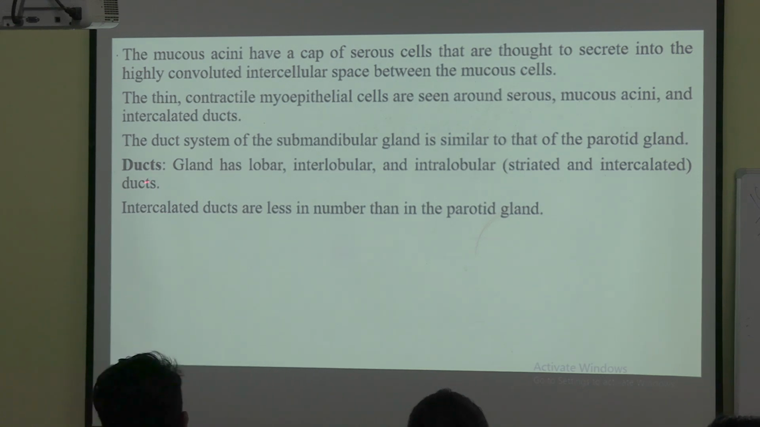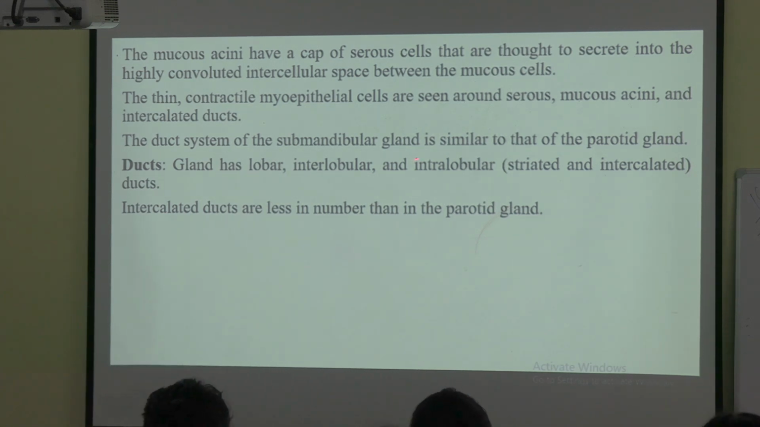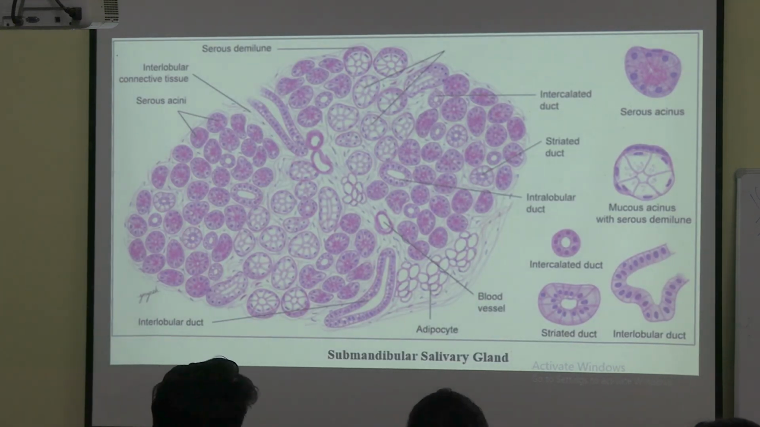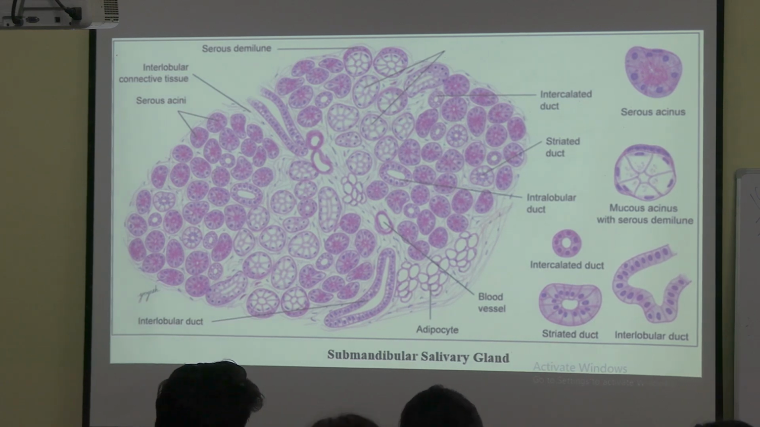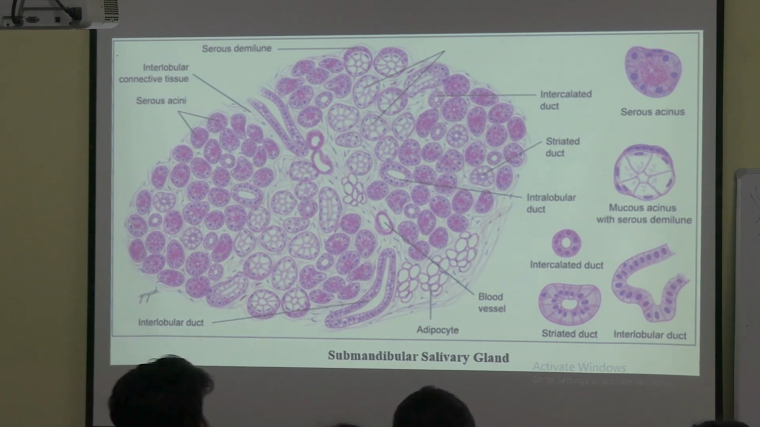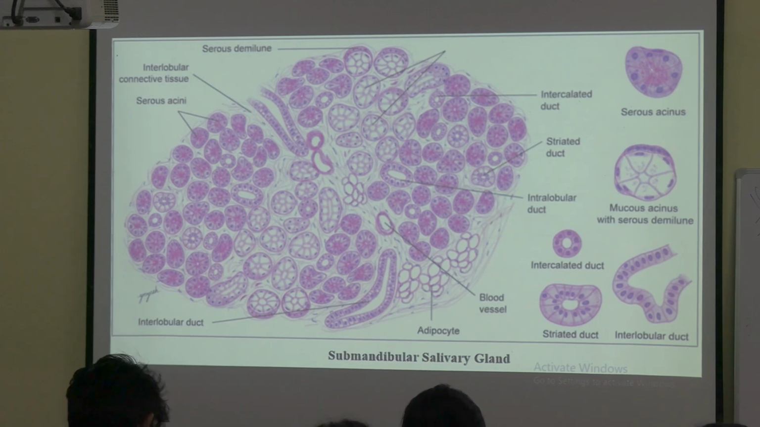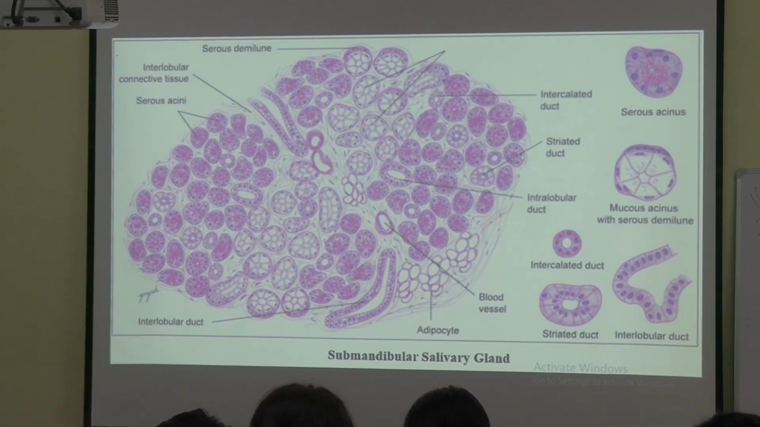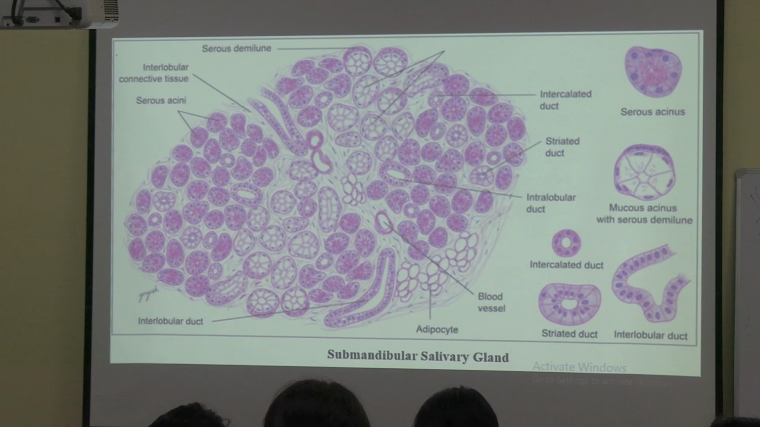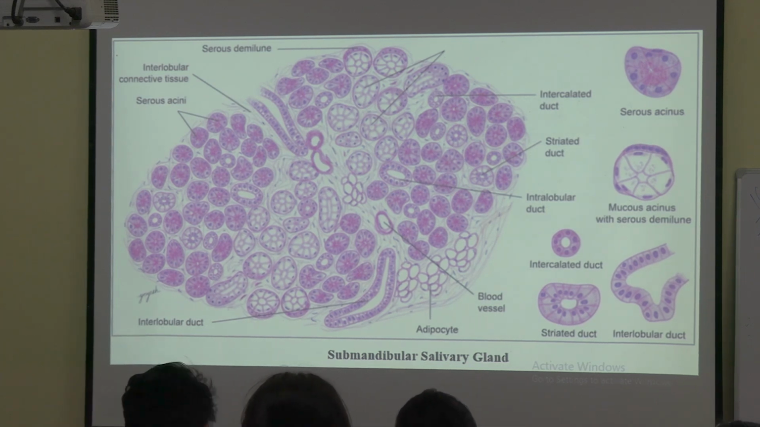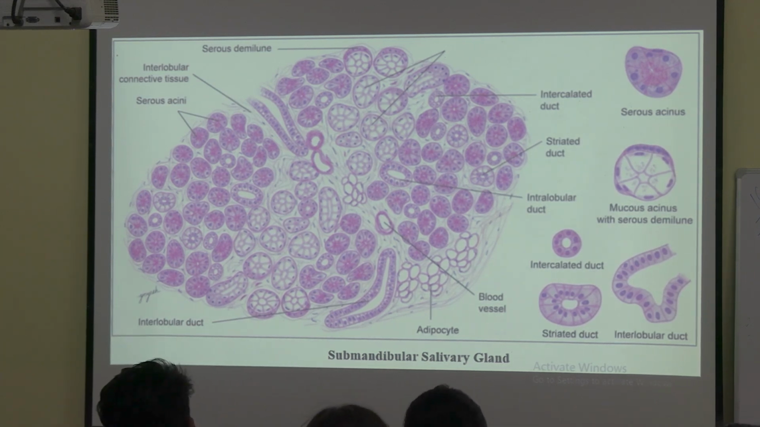Okay, as you can see, the duct system of the submandibular gland is similar to that of the parotid gland. Now see the schematic diagram of the submandibular salivary gland. Here you can see two different types of acini: the serous acini, the mucous acini, and along with that the demilunes, the serous demilune.